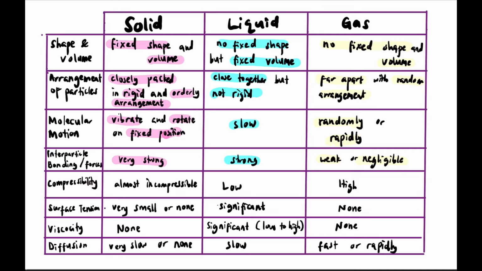For compressibility, solid is almost incompressible, or we say incompressible, so cannot be compressed. Liquid has low compressibility, gas very high compressibility, easy to compress. For surface tension, solid has very small or no surface tension, liquid quite significant surface tension, gas no surface tension at all. For viscosity, only liquid has viscosity, quite significant from low to high, because it is the only fluid in these three states of matter. Solid and gas have no viscosity. Last but not least, in terms of diffusion, solid has very slow or no diffusion at all. Liquid has quite slow diffusion, and gas very fast and rapid.